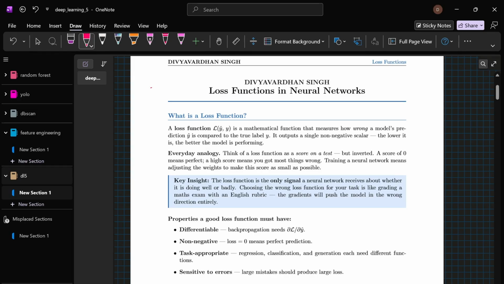Hello everyone. So today we'll be covering the loss function and the regression loss. Okay, so first of all, what is a loss function?